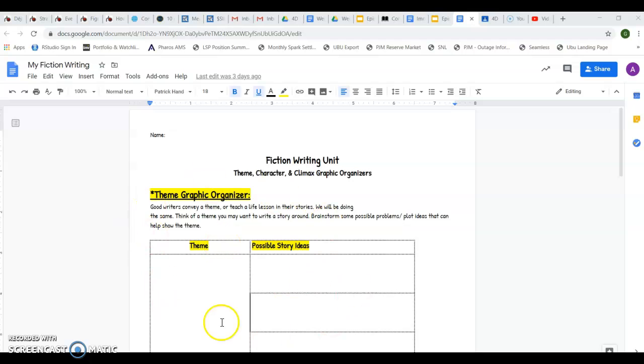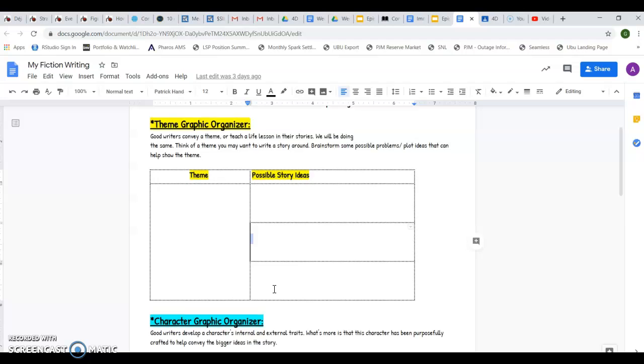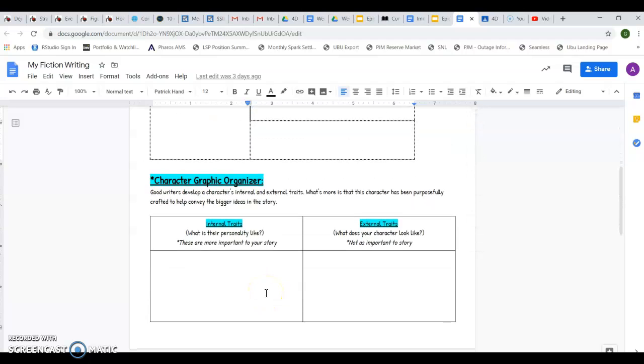By now, you should have already filled out your theme graphic organizer. And now you will move on to your character graphic organizer. You know what you want your message to be. You know what you want your story to be about and what your character is going to teach. What your character is going to teach, meaning the message, the theme, the lesson, okay?